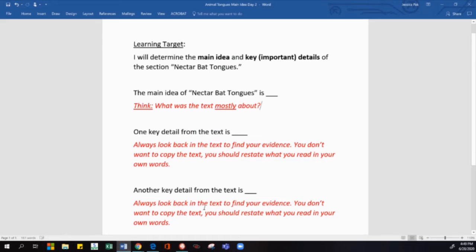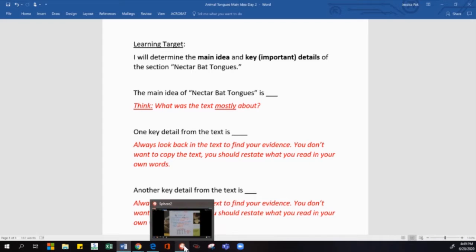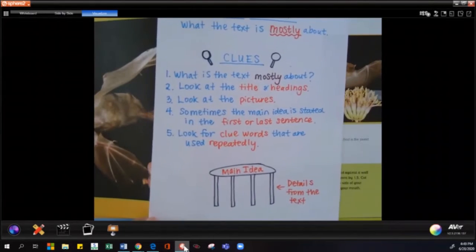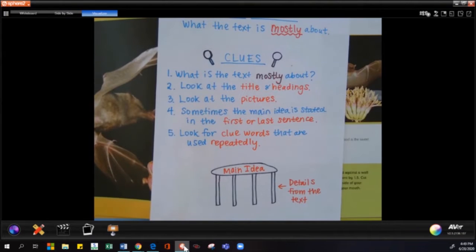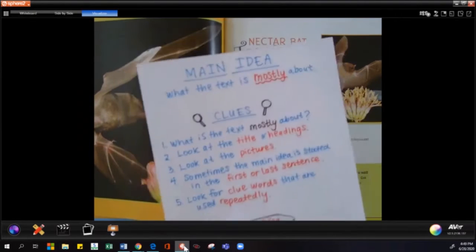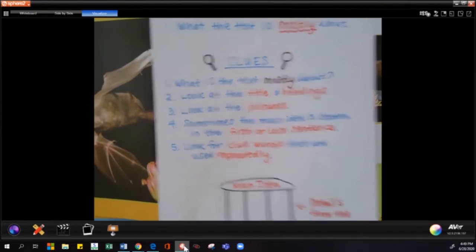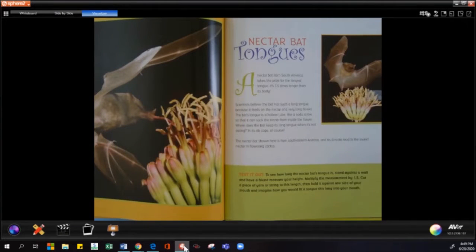So again, always look back in the text to find your evidence. You don't want to copy the text. You should restate what you read in your own words. So we just took a look at that text here, and we also looked at the clues here. We found the title, we looked at the headings, we looked at the pictures, the first and last words, and clue words that were used repeatedly. So we're going to take a look at this section and do the main idea.